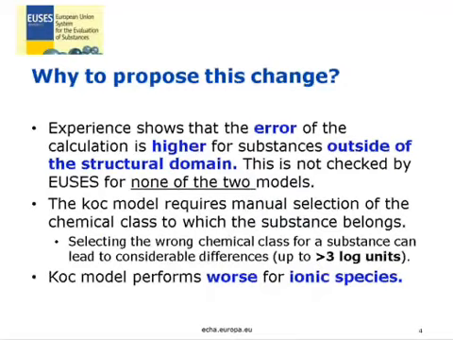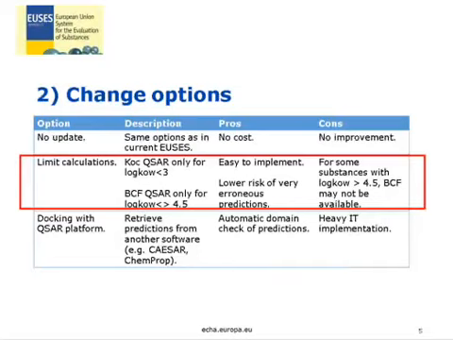So the experience shows that the error of the calculation is high for substances outside the structural domain, and this is, as said, not checked by EUSES. The KOC model requires manual selection of the chemical class to which the substance belongs, and selecting the wrong chemical class for a substance can lead to considerable differences, up to 3 log units. The KOC model performs worst, for example, for ionic species.